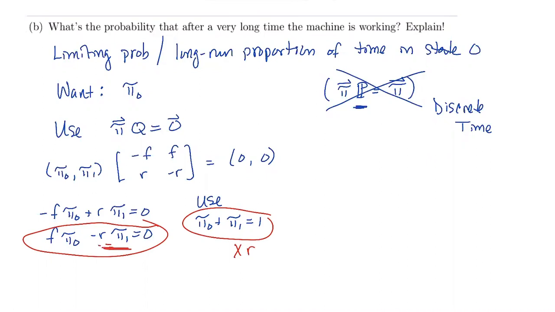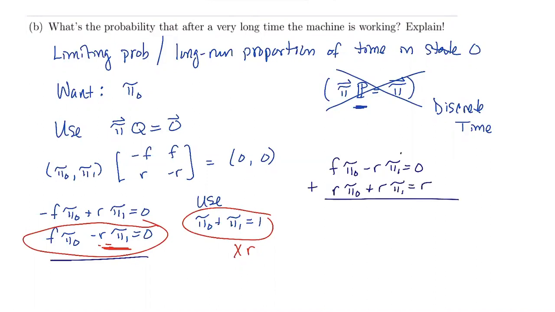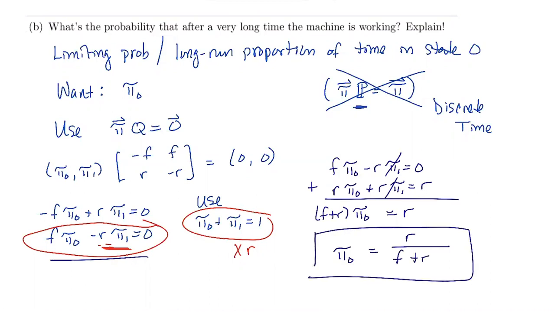So when I do that, I'll get the first equation here, which is f pi 0 minus r pi 1 is 0. And then I'll get the equation where they sum to 1 multiplied by r. So r pi 0 plus r pi 1 equals r. And then I will add them together. And these guys will cancel. So we have (f plus r) pi 0 equals r. And we can solve that for pi 0, getting r over f plus r. And we are done with part B.